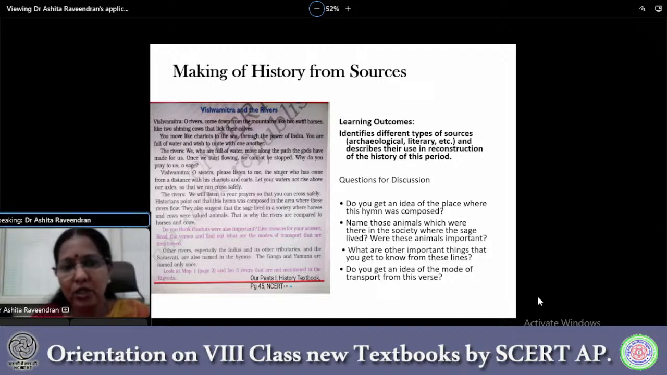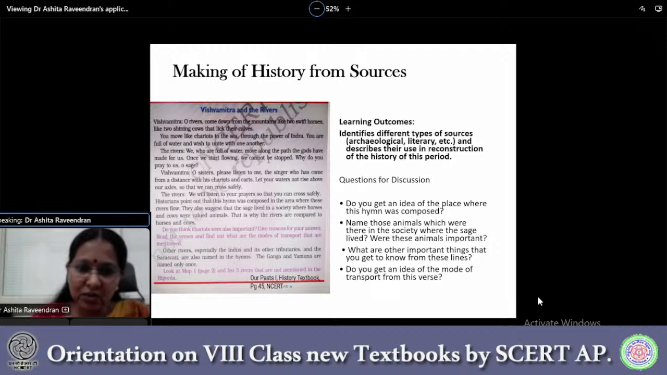Reconstruction of history, or the making of history, learning about what has happened, is all from the sources. It can be in the form of coins, pictures, writings, or oral history that has been prevailing. From all these things, we collect information and try to reconstruct the history of that period. Here various questions have been given which you need to discuss in your classroom, because these boxes are not meant just for a decorative purpose.